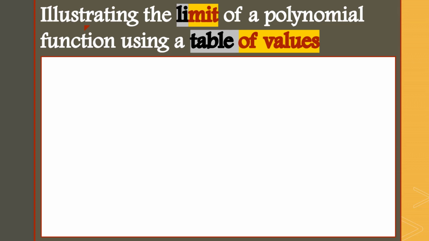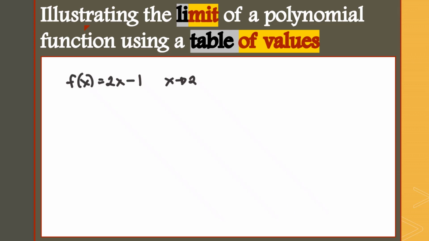Let's try this given function here. Let f of x equal 2x minus 1. And let's try to determine the limit of this function as x approaches a certain c, let's say 2. We can determine the limit of this polynomial function as x approaches 2 using a table of values. But we are going to illustrate both sides.